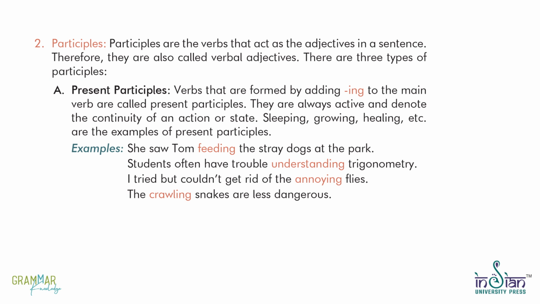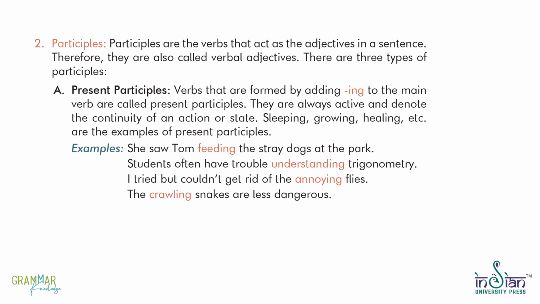There are 3 types of participles. A. Present participles. Verbs that are formed by adding ing to the main verb are called present participles. They are always active and denote the continuity of an action or state. Sleeping, growing, healing, etc. are the examples of present participles.